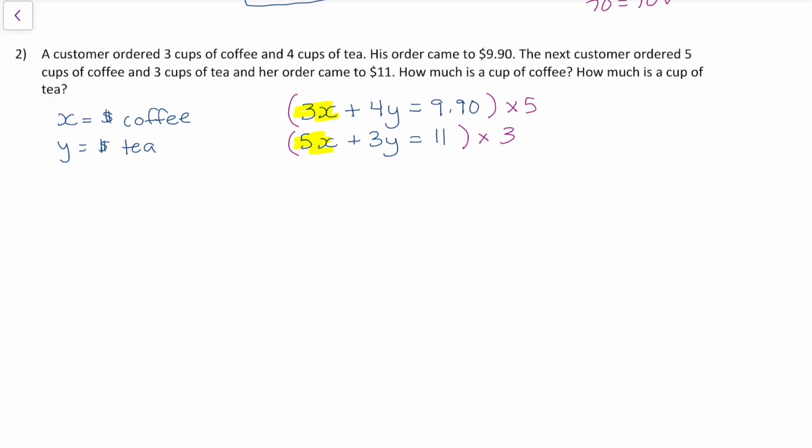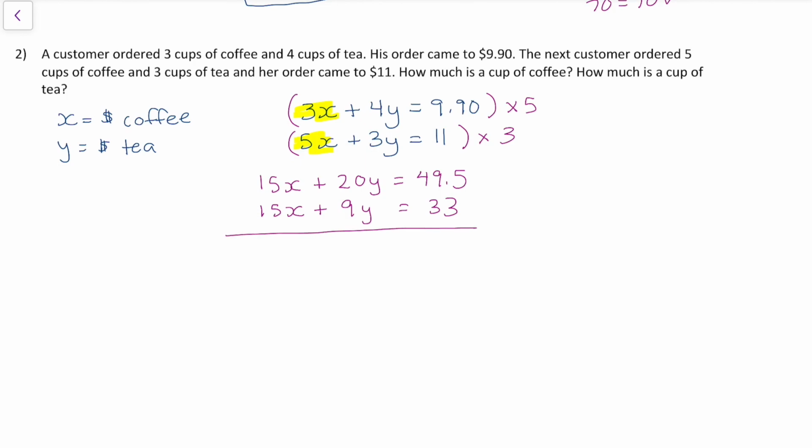So I end up with 15x plus 20y equals 49.5. That's my first equation multiplied by 5. And I get 15x plus 9y equals 33 if I times my second equation by 3.